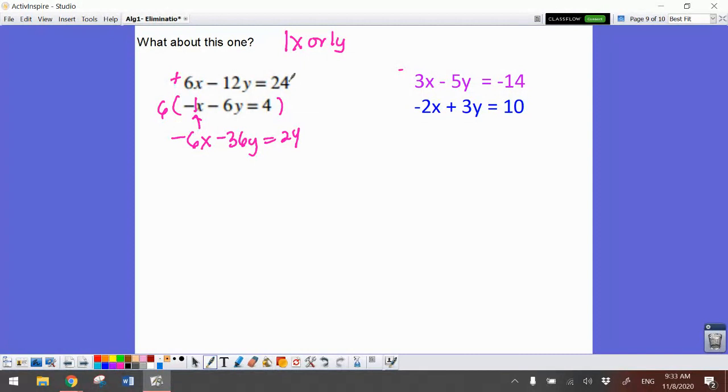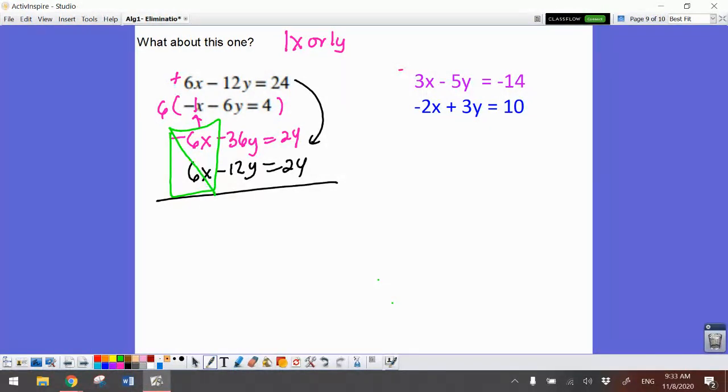I'm going to go ahead and rewrite this top equation again, just because it'll be a little less messy for me. I'm going to find my additive inverses. Oh, there they are right there. And I'm going to cross my x's out this time. And I'm going to add down. So -36 and -12, that's a -48y. 24 and 24, that's 48. I see y is going to be -1. Now keep in mind this is y this time, so it's in the y value, not the x value.